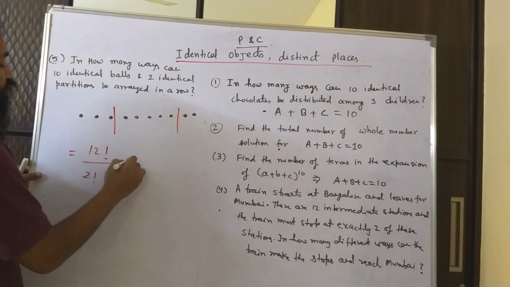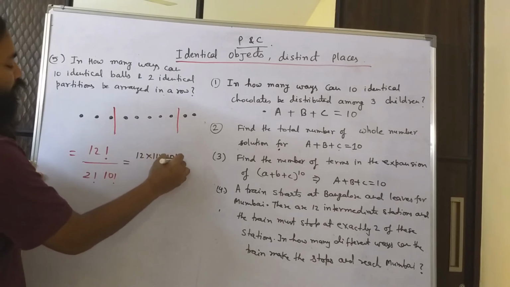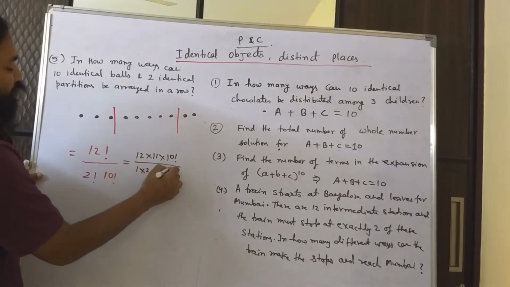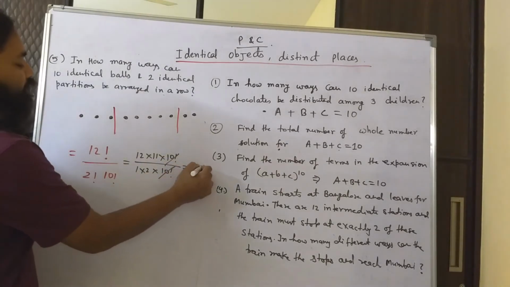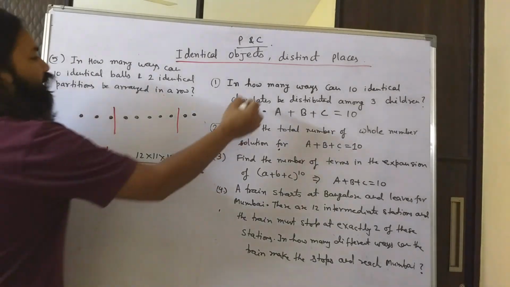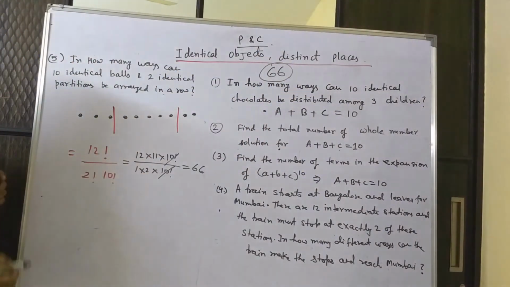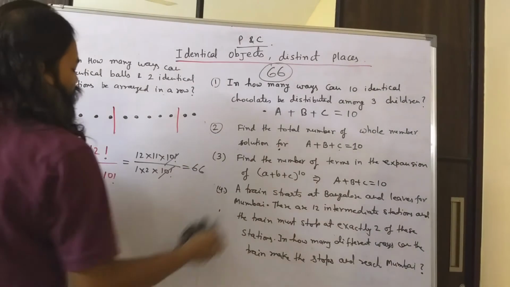Now how to calculate factorial? So 12 into 11 into 10 factorial by, this is your 1 into 2 into 10 factorial. The 10 factorial will get cancelled. So the answer is 66. And 66 is the answer for all of these questions, because we have seen all these questions are the same. All of these are A plus B plus C equal to 10 whole number solutions.